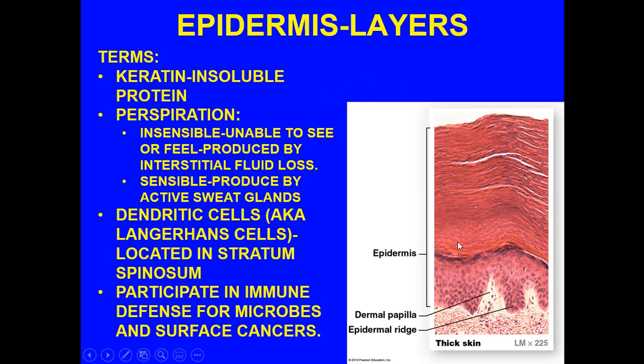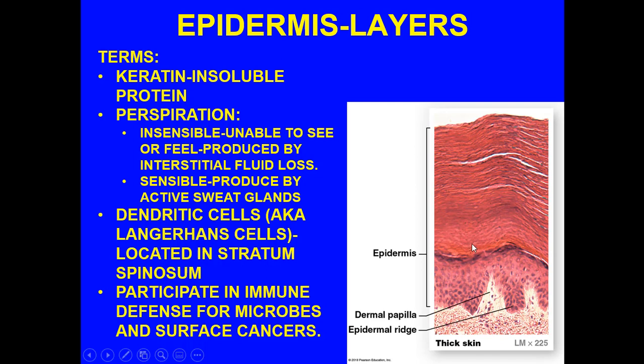Now, also we have the procedure of perspiration. There are 2 types. Insensible, this is unable to see or feel. It's produced by interstitial fluid loss. But then the sensible stuff, on a hot day, you would notice it. You'd be starting to perspire. This is produced by active sweat glands.